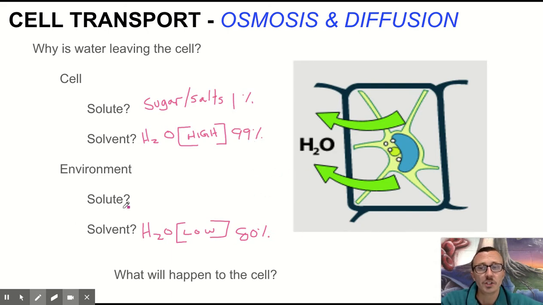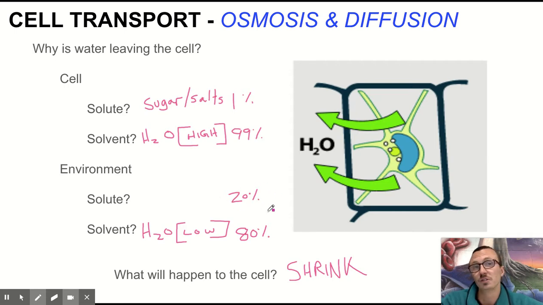And so what would our sugar and salt concentration be out here? Well, if it's 80% water, then we know that the remaining 20% would be our solute, our sugars and salt. So what will happen to this cell? Well, it's going to shrink because water is going to leave. Now, another way to think about this is to look at the solutes, right? What are the sugars and salts? So clearly the inside of this cell had a much smaller concentration of sugar and salt, whereas this environment had a lot of solute, a lot of sugar and salt.